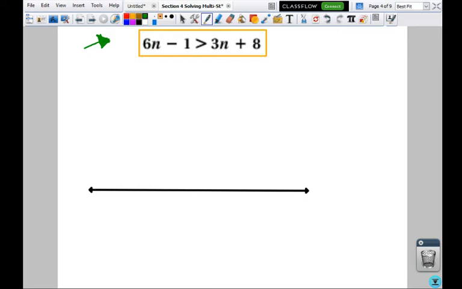Hold on, what does PEMDAS mean again? Parentheses, exponent, multiply, divide, add, subtract. Alright. Yep. Okay, so hey, Goki.